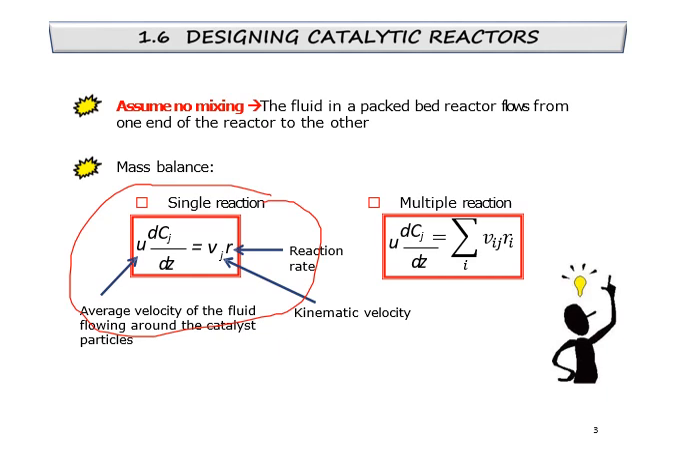For multiple reactions, this is the design equation, in which the same velocity times the differential concentration divided by the differential of height of the catalyst bed equals the summation of the stoichiometric coefficients of multiple reactions, i j, times the rate of reaction for the main one.